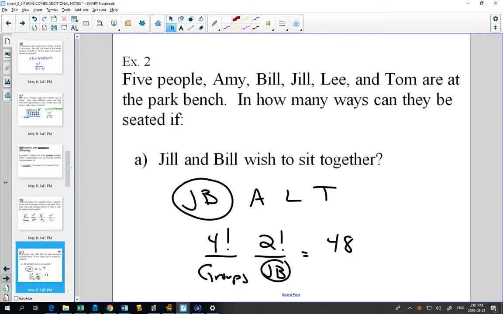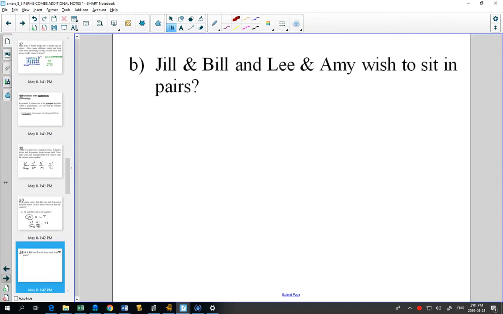Okay, part B. It is definitely springtime. And now Lee and Amy also wish to sit together. Don't worry, Tom gets his revenge in part C. No, he doesn't kill them. Jeez. Okay.